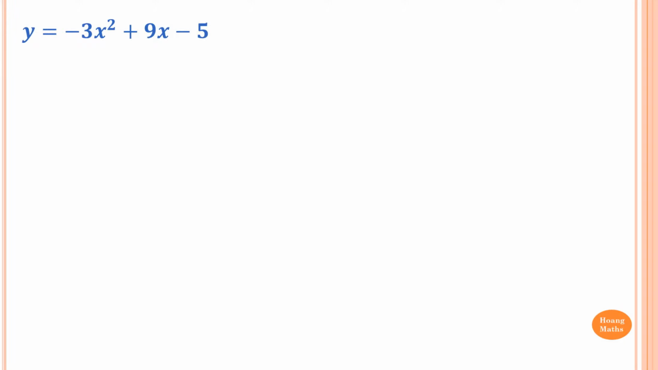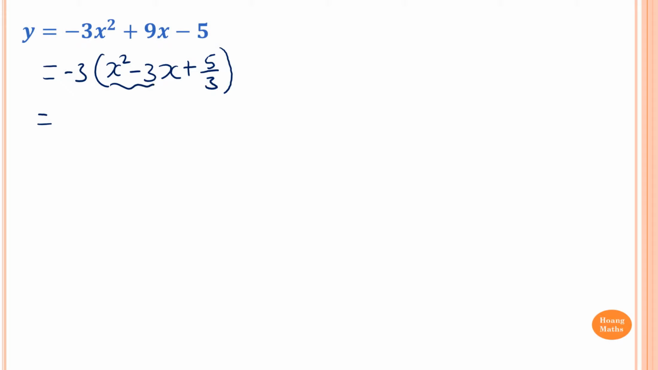y equals negative 3x squared plus 9x minus 5. Now to put this in the perfect square form, the coefficient of x squared must be 1, but in this case it is negative 3. So we need to take the negative 3 out first. Taking negative 3 out, this becomes x squared. Then 9 divided by minus 3 becomes minus 3x, and negative 5 over negative 3 becomes plus 5 over 3.